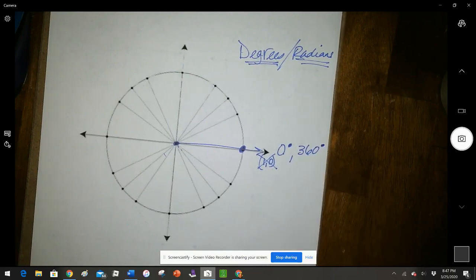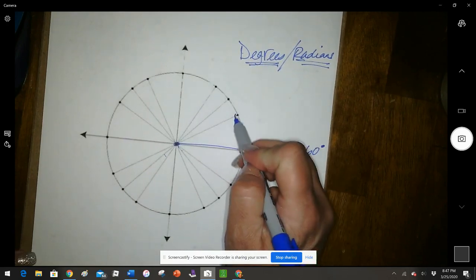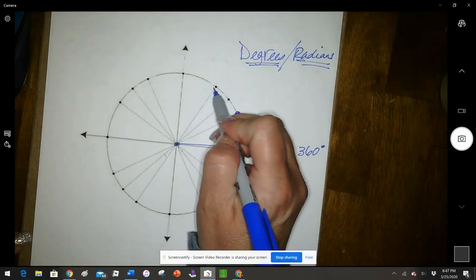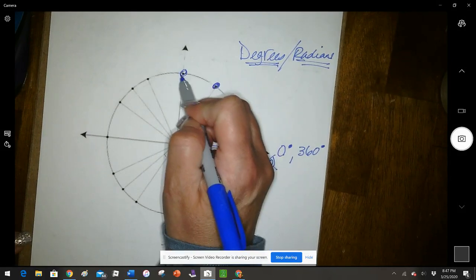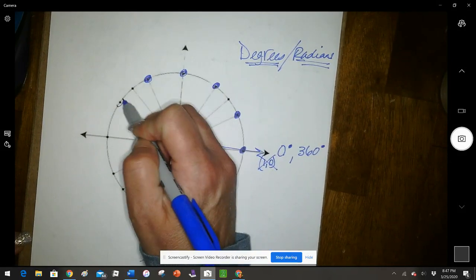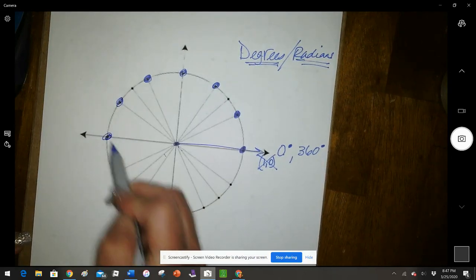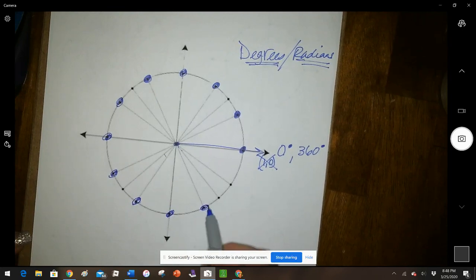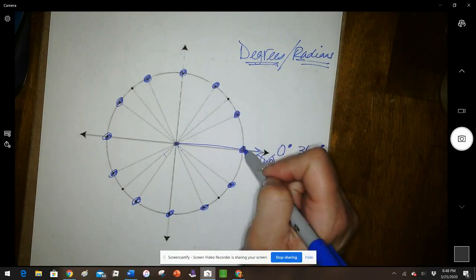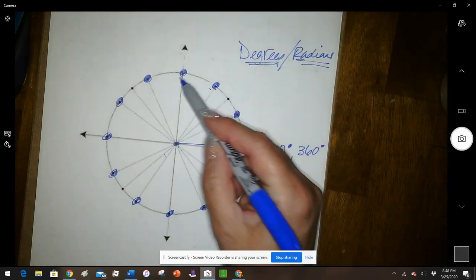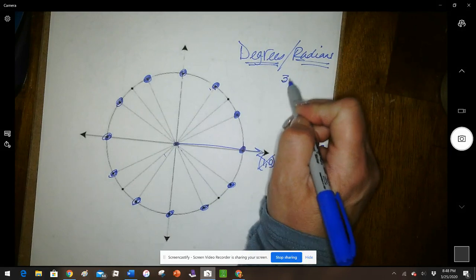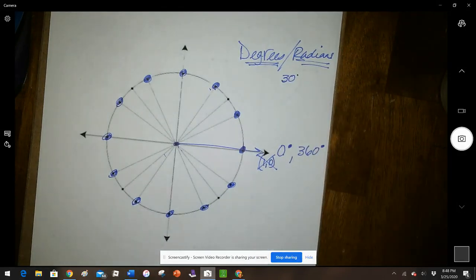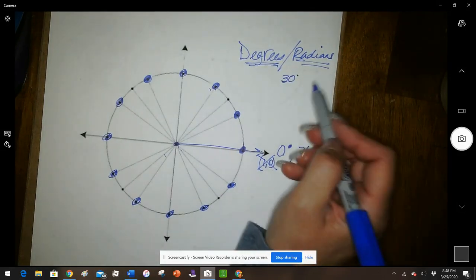And then what I have marked off are each one of these dots, and I'm only highlighting these very specific dots because these specific dots have split our circle into even intervals, and each one of these dots or these openings between represents a 30-degree mark.